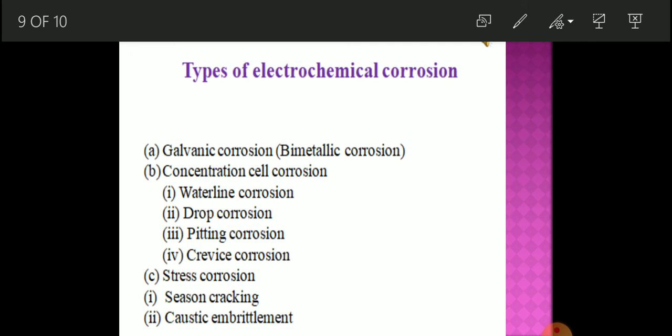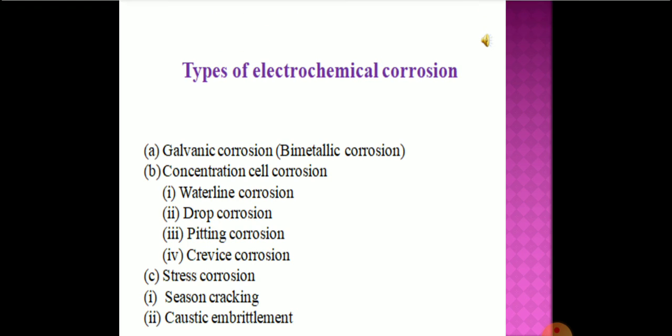All these electrochemical theories based on hydrogen evolution and oxygen absorption were discussed in detail with the following examples.